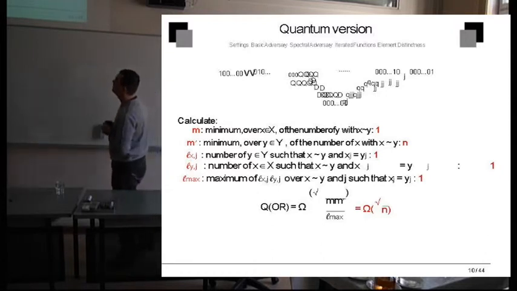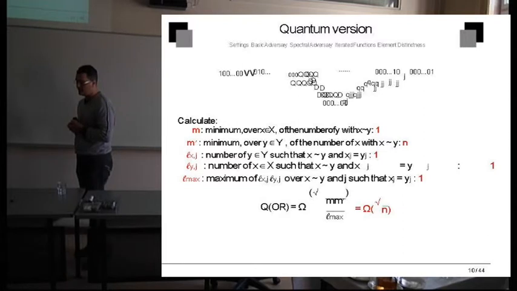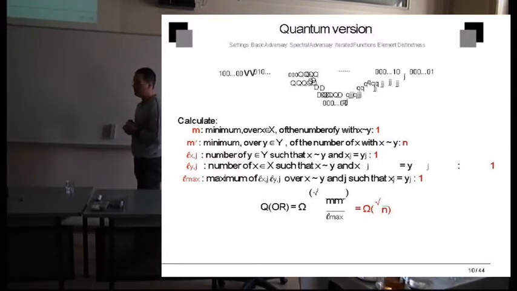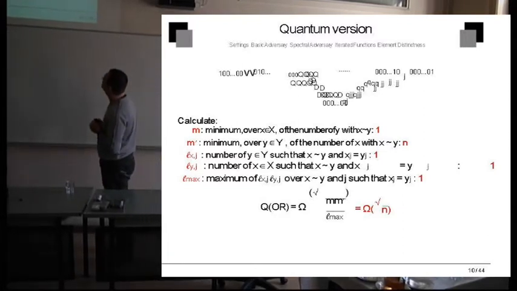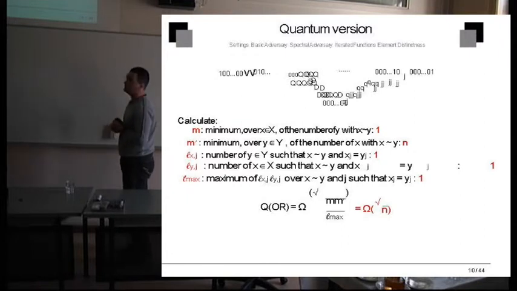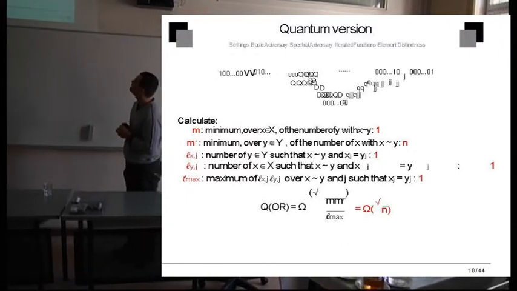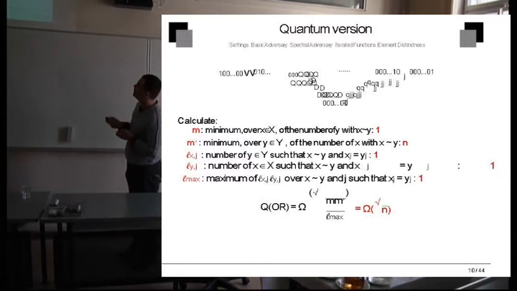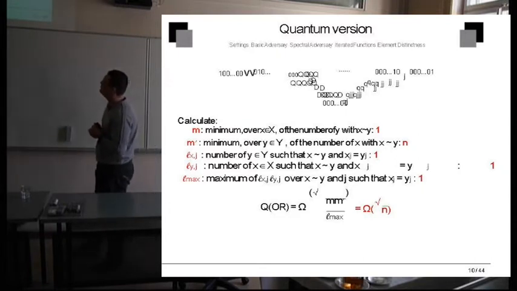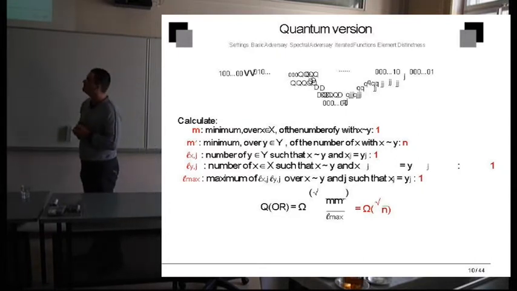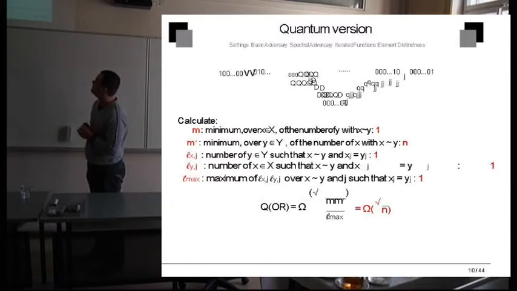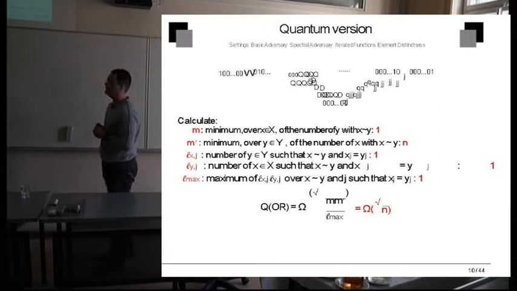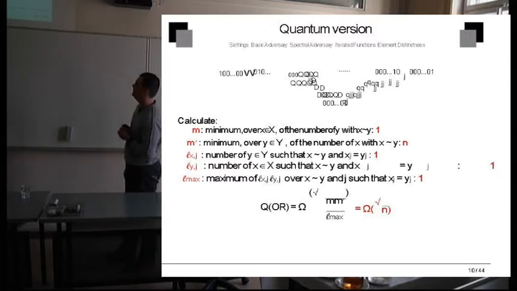L max is defined as the maximum of the product of L_{x,j} and L'_{y,j} over all pairs x, y that are in relation, and all j such that x_j is different from y_j. This is a technical definition. In this case, it's also 1, because all L_{x,j} and L'_{y,j} are equal to 1, so L max also equals 1. And there is a theorem that the query bound is at least omega of the square root of m times m prime divided by L max.